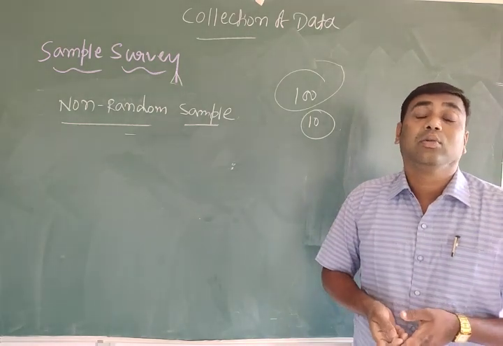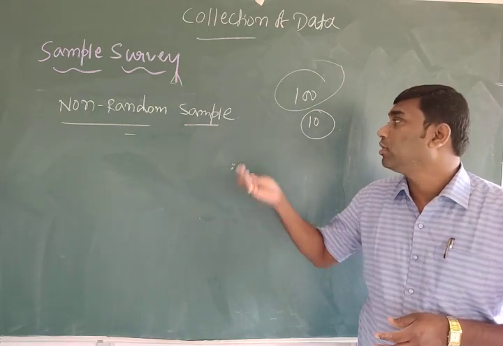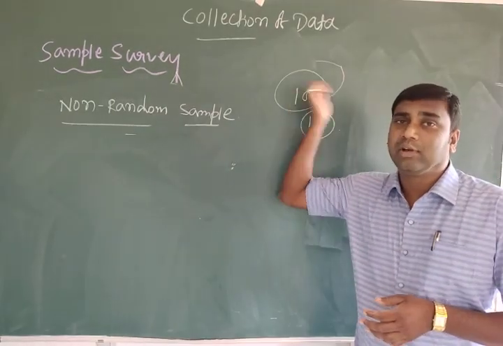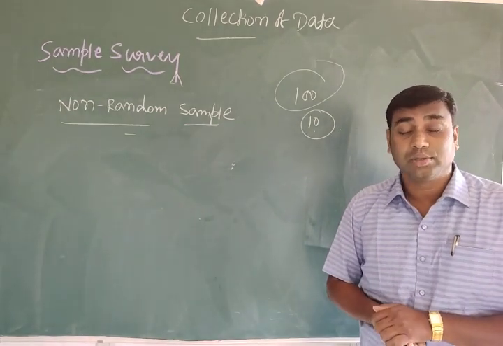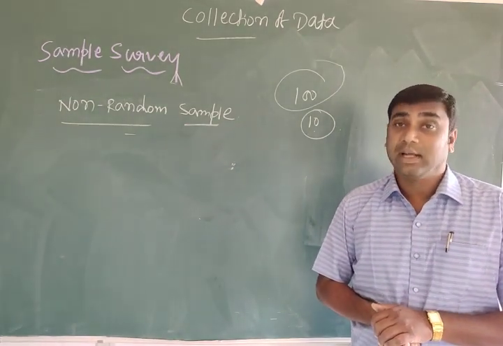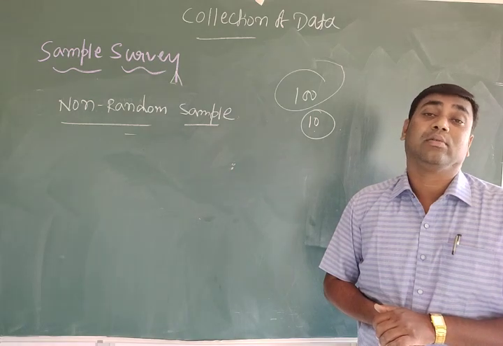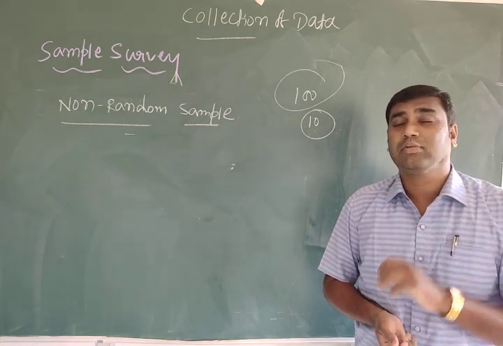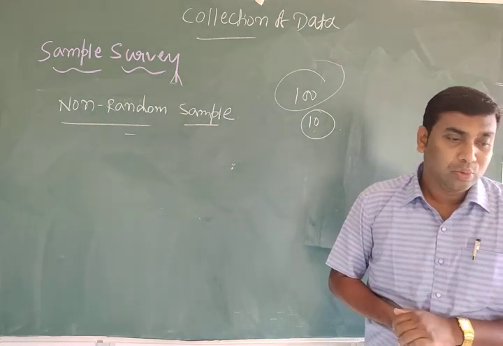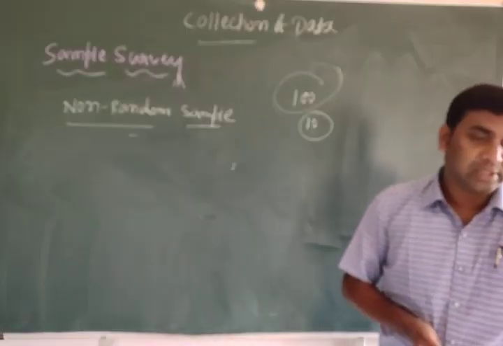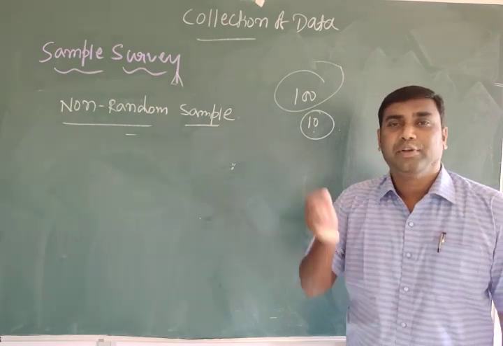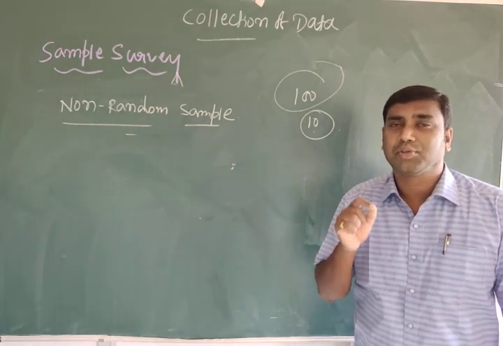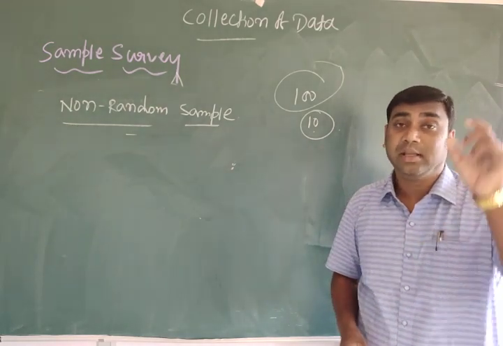So you have to decide. You have to select 10 out of how much? 100 members, 100 households. You have to select 10, but that right should be in your hands only. You have to decide which households are selected and which households are rejected. That is decided by you only.